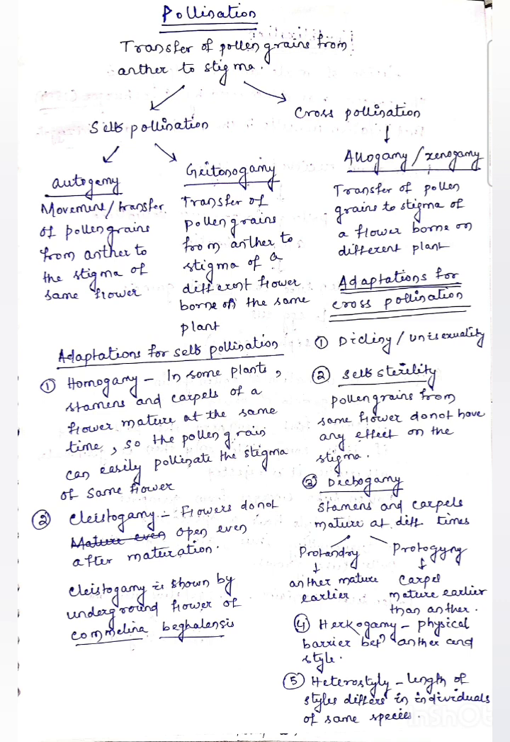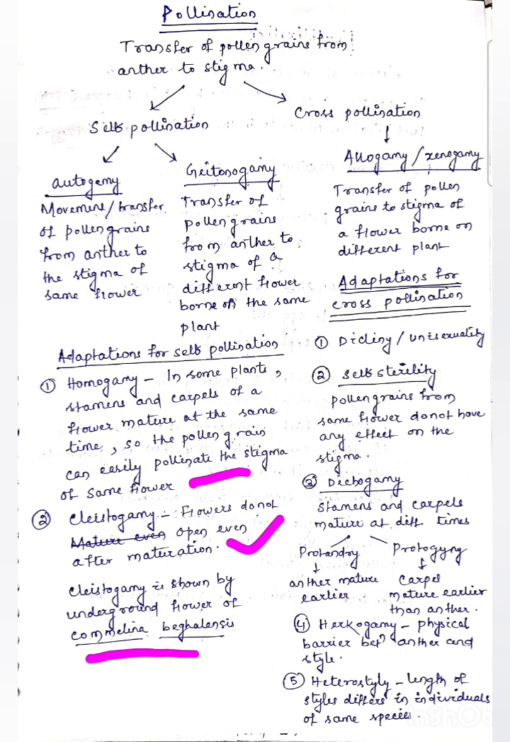So plants adopt some contrivances or adaptations. Plants show some adaptations to carry out self-pollination. These are homogamy. In some plants, stamen and carpel mature at the same time, so pollen grain can easily pollinate the stigma of the same flower. Cleistogamy is another adaptation where flowers do not open even after maturation, and cleistogamy is shown by the underground flower of Commelina benghalensis.